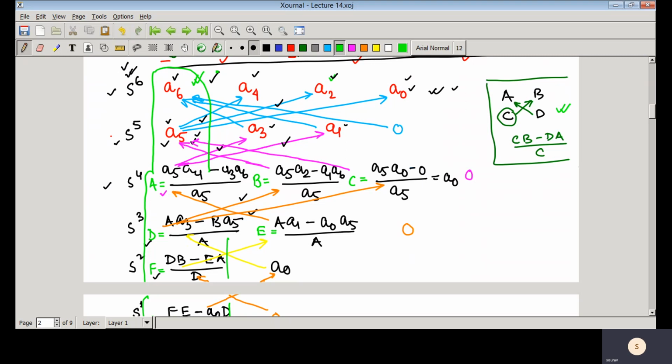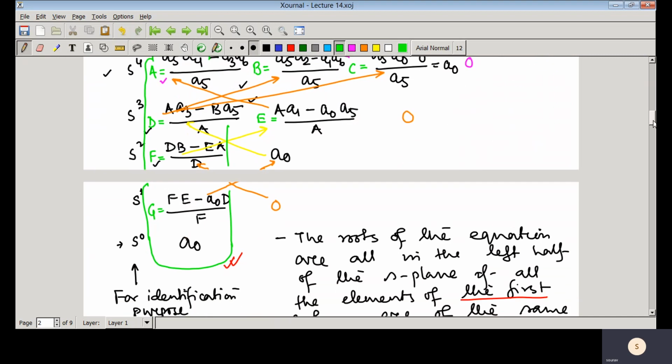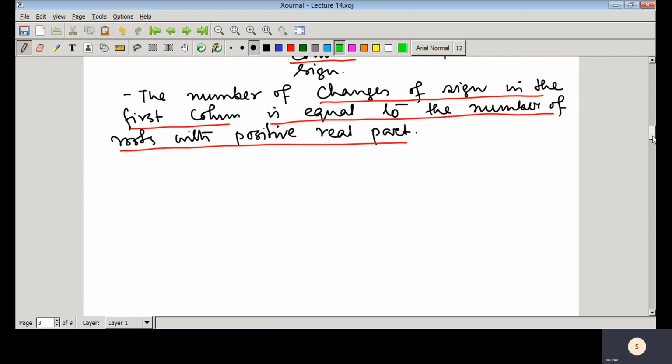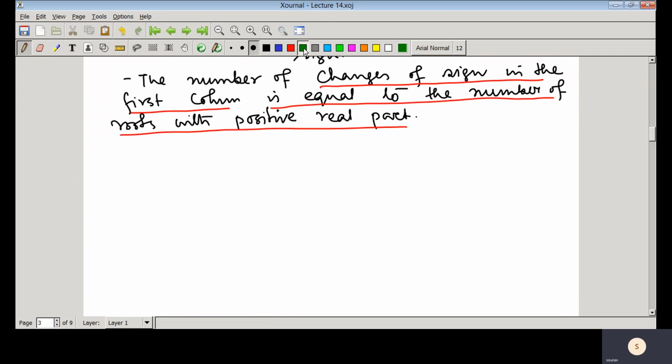That means that polynomial is a stable polynomial. All poles of that particular system are in the left half of the S-plane. So let us see one example.